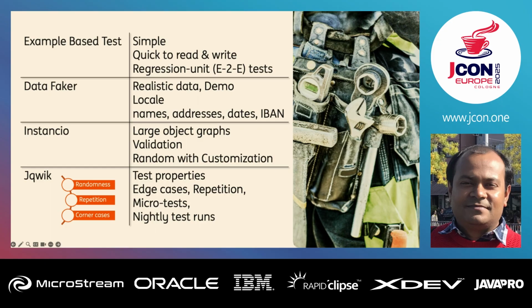And Jqwik particularly outshines when it comes to all these three properties together: property, randomness, repetition, and corner cases. There is one caveat here that we should remember. Let's say you want 1,000 valid email IDs that you want Jqwik to generate. It's going to be slow. So there are situations where you do not want to put property-based testing with such a big volume of generation in your CI/CD pipeline. You might want to profile them for a specific purpose. So that is something to remember.